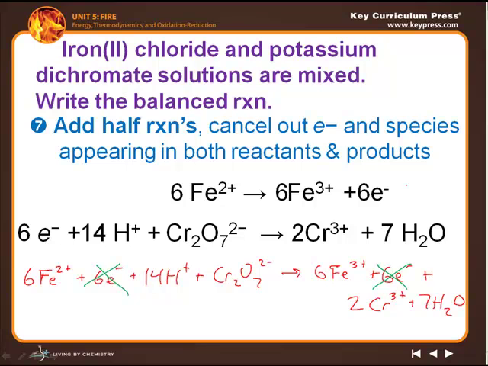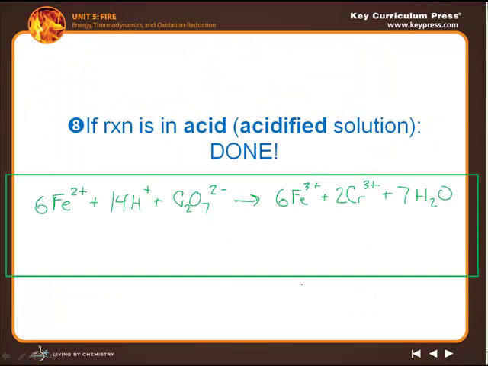So the next step is to add the half reactions together. Everything that's on the left gets added up, everything on the right gets added up. And then you cancel out electrons and any species that appear in both the left and right side. So in this case, the electrons cancel. There's nothing else that is exactly the same on each side. If the reaction is in acid or an acidified solution, you are done with balancing the redox reaction. If it's not in an acid solution, that means it would be in a basic solution.